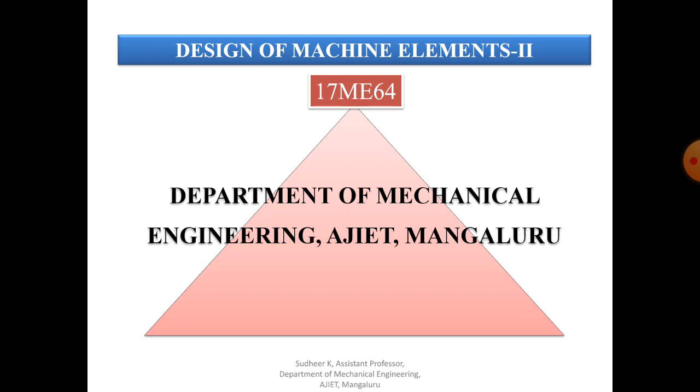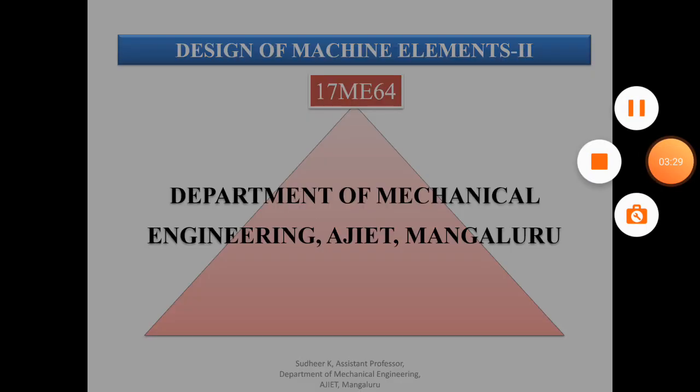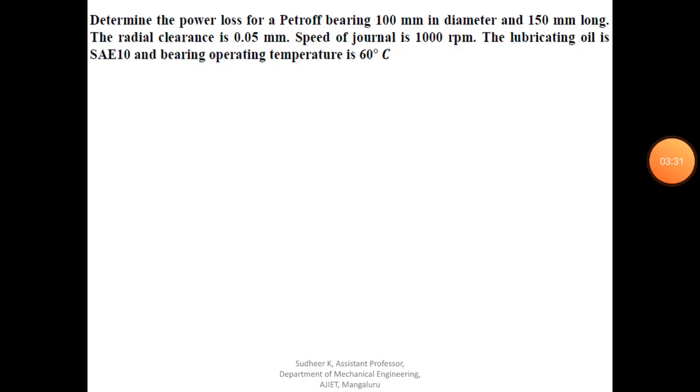So that is about how to solve problems with respect to sliding contact bearing. In that, there are two important problems: one is the journal bearing, and the second is problems on thrust bearing. Let us start the first problem. That is a very simple problem. You have to use the Petroff equation, the equation that we derived in the last class.